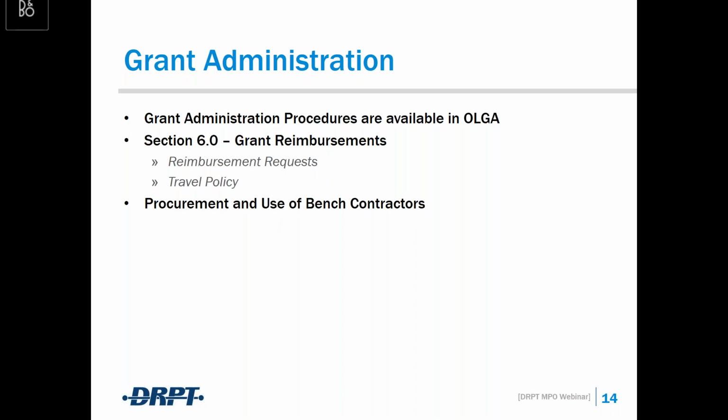There is a lot of information in there, but specifically we're going to highlight section 6.0, which is the grant reimbursement process. So I'm going to go over the reimbursement requests process, our travel policy, and then I'm also going to quickly note our use of bench contractors that might be of interest to you.